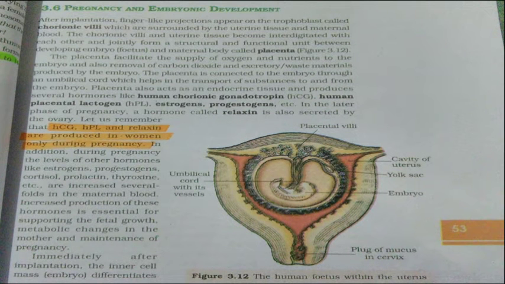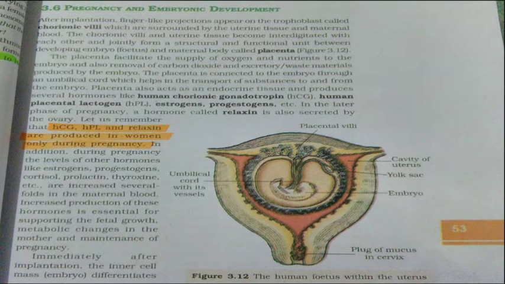3.6, Pregnancy and embryonic development. After implantation, finger-like projections appear on the trophoblast called chorionic villi, which are surrounded by the uterine tissue and maternal blood. The chorionic villi and uterine tissue become interdigitated with each other and jointly form a structural and functional unit between the developing embryo and maternal body called placenta.